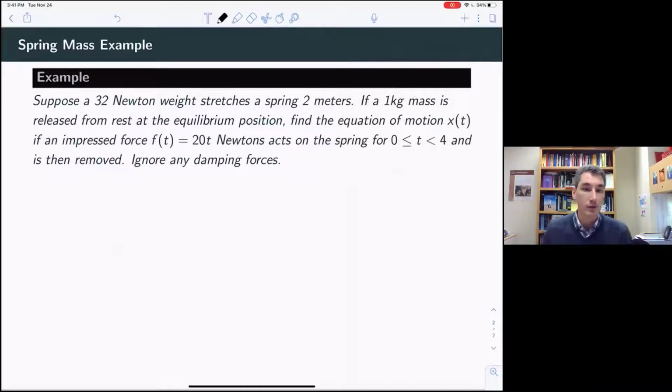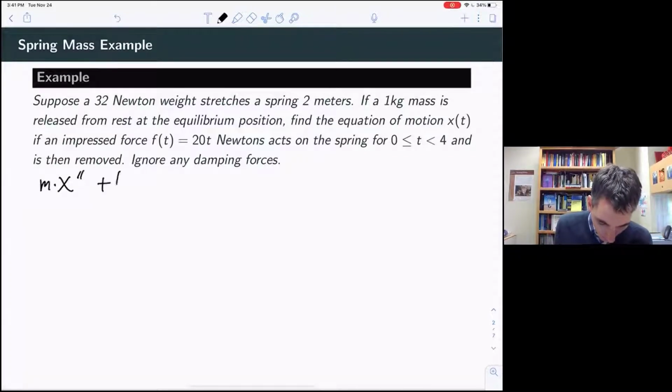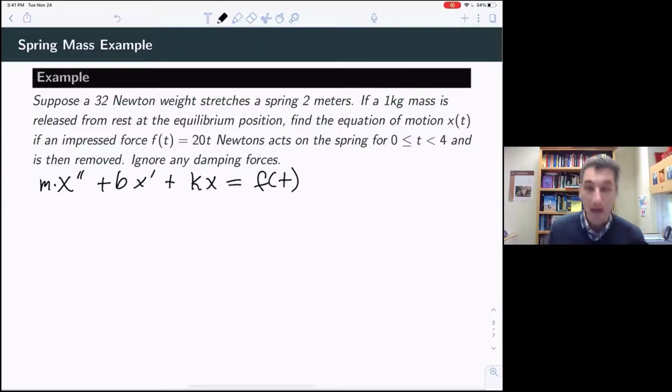Ignore any damping forces. Okay, so your basic mx double prime plus bx prime plus kx equals f of t, that's the standard damped harmonic oscillator differential equation, second order. They tell you that the mass is 1, so that's going to be just x double prime. They tell you to ignore any damping forces, so that's going to be 0.